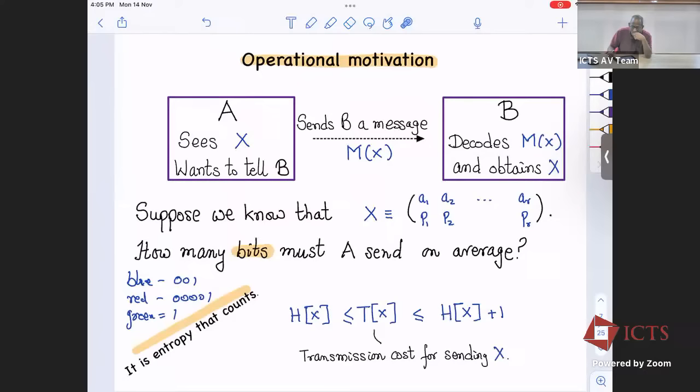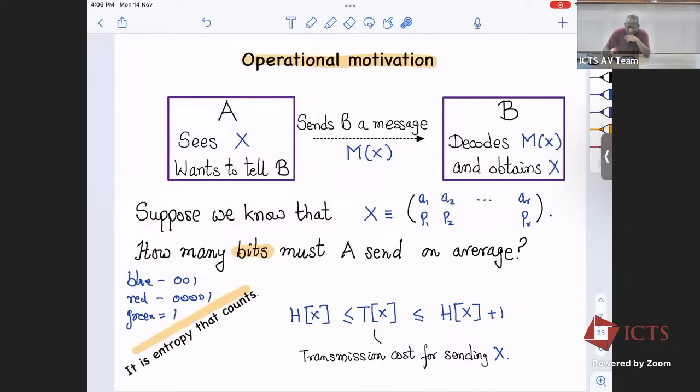Between this and this? The equality will probably be there if this R happens to be a power of 2 and this is a uniform distribution, some special circumstances like that. Yes, if they are independent, it will be n times the entropy of one.